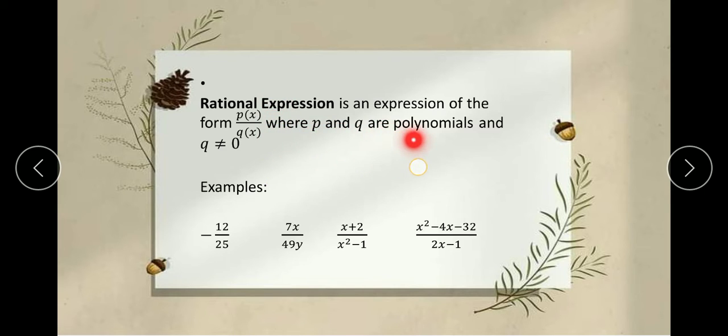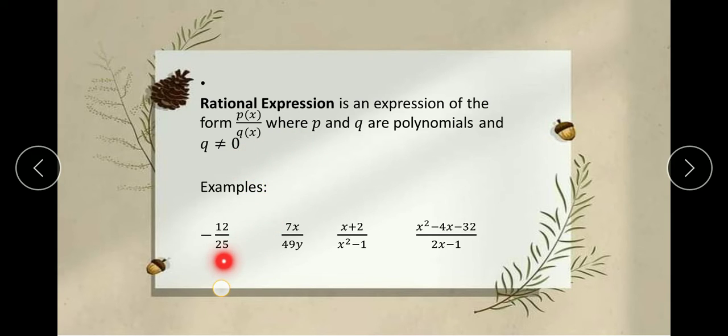And what are examples of polynomial functions? Those are linear function, constant function, quadratic function, cubic function, or functions that have a degree of 4 or more than 4, where our denominator, function q, should not be equal to 0. Why? Because it will become undefined.